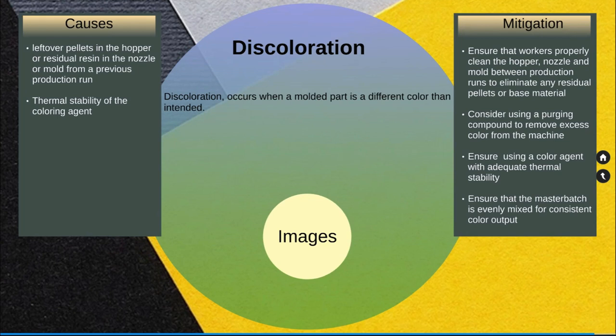The mitigations are: ensure that workers properly clean the hopper, nozzle and mold between the production runs to eliminate any residual pellets or base materials present. Next is consider using a purging compound to remove excess color from the machine. And next is ensure using a color agent with adequate thermal stability. The last one is ensure that the master batch is evenly mixed for constant color output.